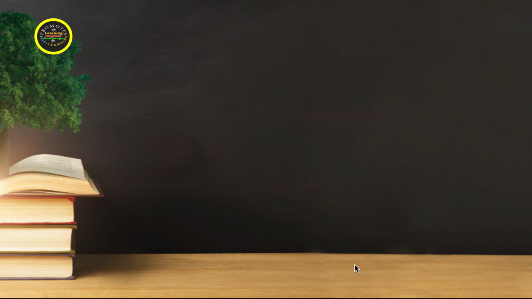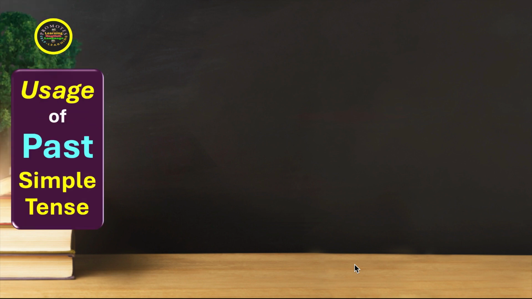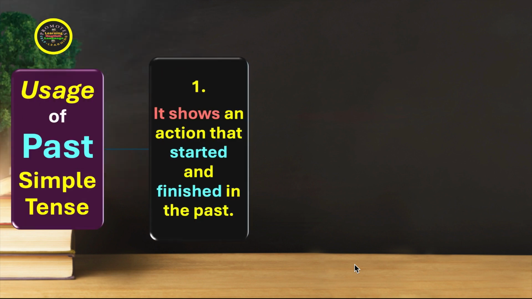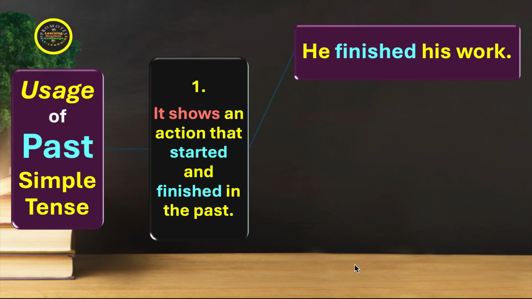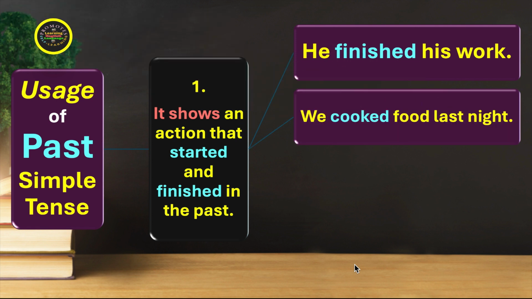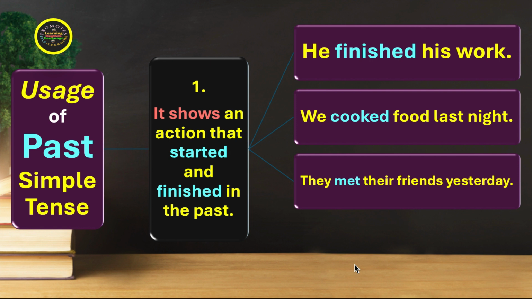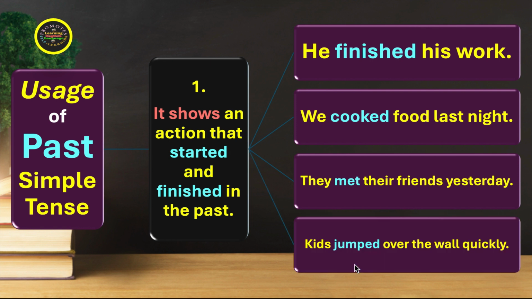Now we continue to discuss the usage of past simple tense. The first point is that it shows an action that started and finished in the past. Look at the examples. He finished his work. The action started and finished in the past. Likewise, we cooked food last night. They met their friends yesterday. Kids jumped over the wall quickly. So in all these sentences, we notice an action started in the past and finished in the past.